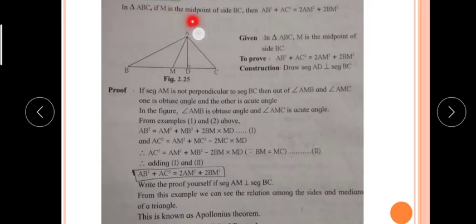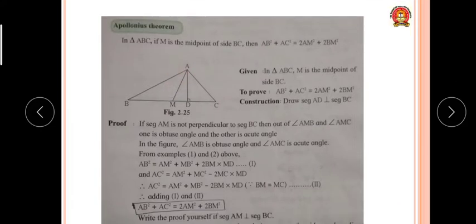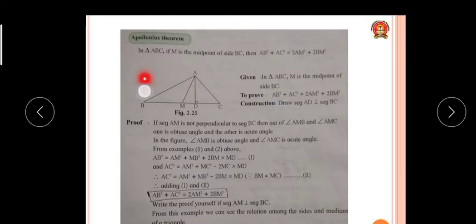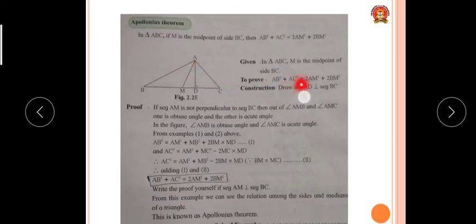M is the midpoint of BC in triangle ABC, given. Then we have to prove that. What is the condition? There should be one midpoint. AMC is an acute angle triangle and ABM is an obtuse angle triangle. In triangle ABC, M is the midpoint of BC. Therefore, AB square plus AC square is equal to 2AM square plus 2BM square. We have to prove that.